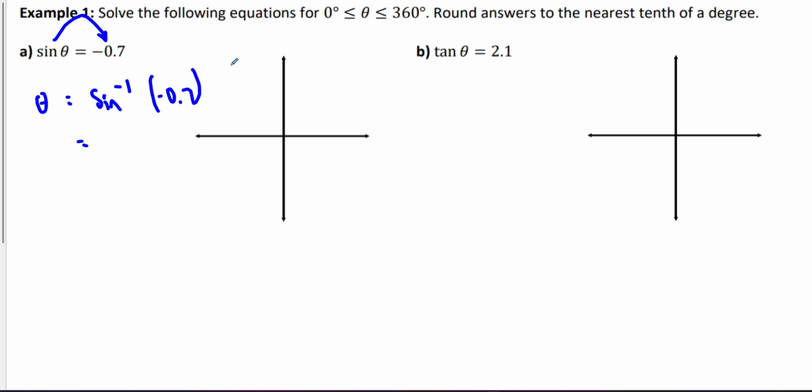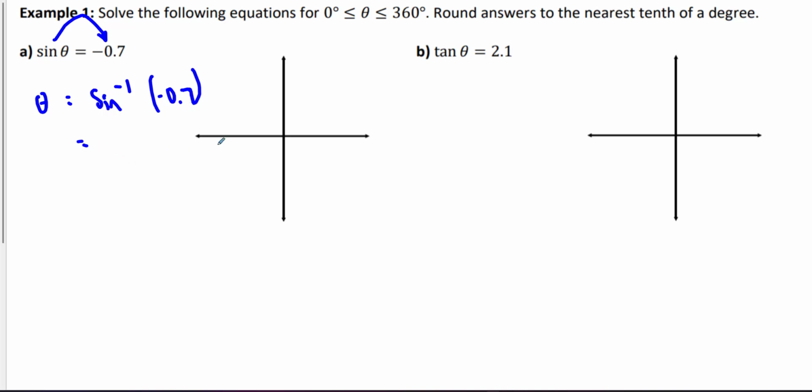And this is not sine to the power of -1, in case anyone's wondering. That's not what that means. That's not an exponent. That's kind of to show you that it's like the inverse function. So inverse sine of negative 0.7 is what?